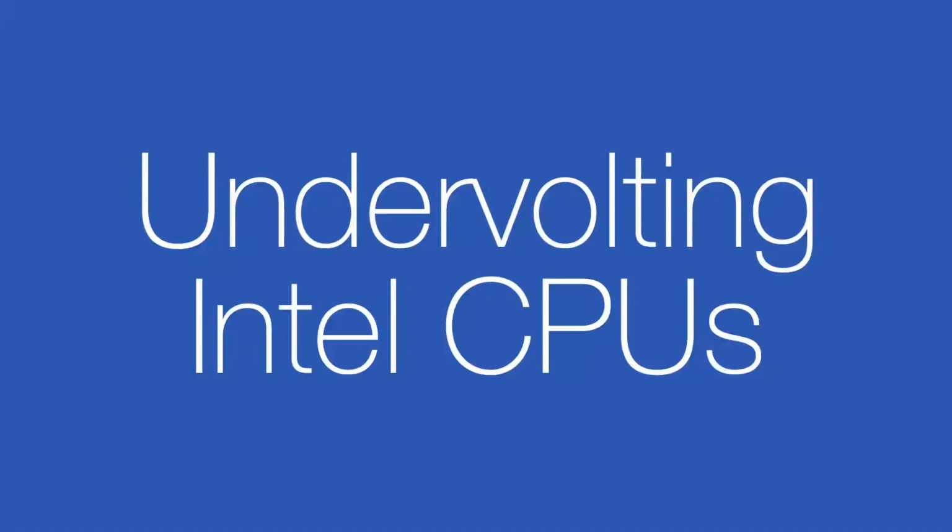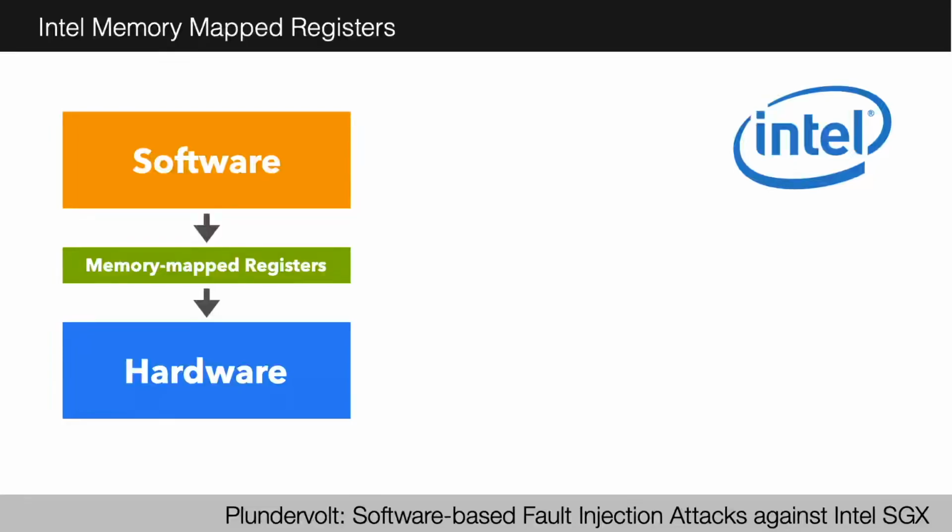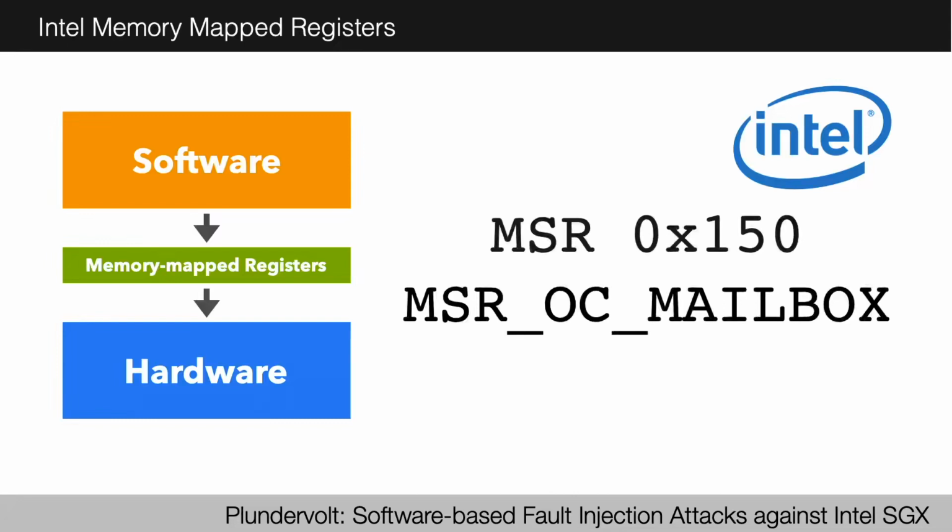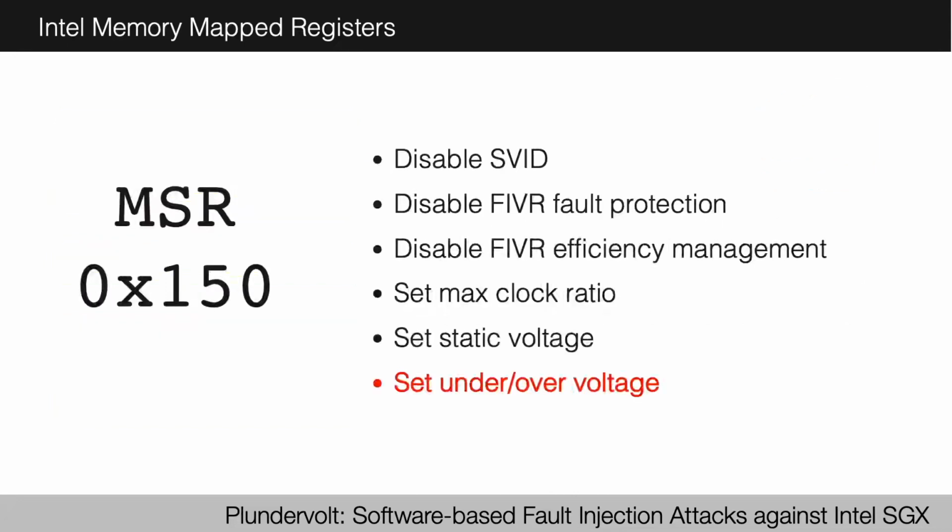So now let's look at our research. We wanted to investigate undervolting in Intel CPUs. We specifically chose voltage because it gives us access to a higher level of granularity compared to frequency. The first thing we wanted to know was, is there a memory mapped register specifically for voltage? And yes, we found an undocumented MSR, model specific register, hex 150. This MSR can perform a large number of functions, but we're only interested in the under and overvolting.